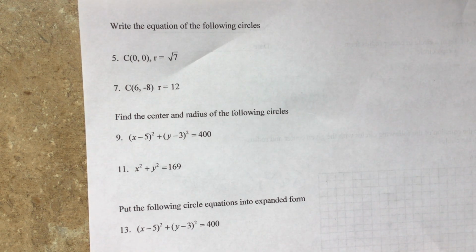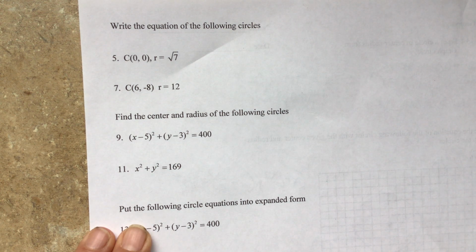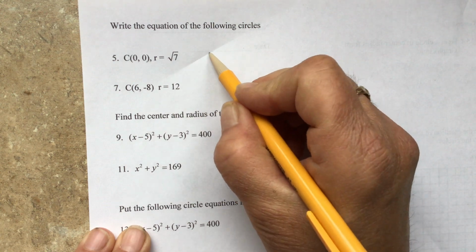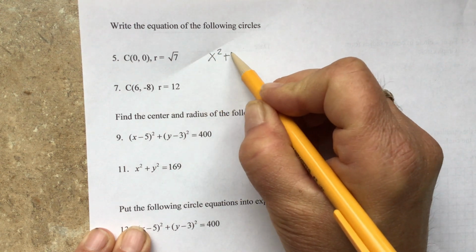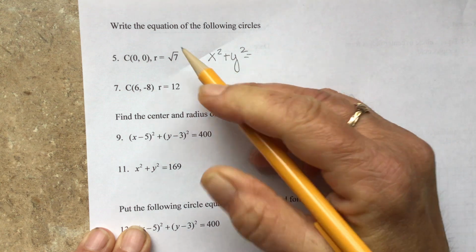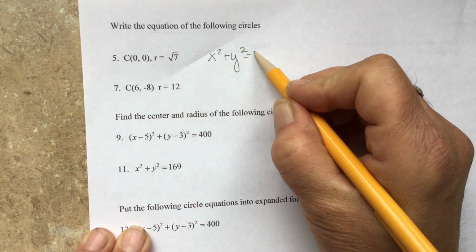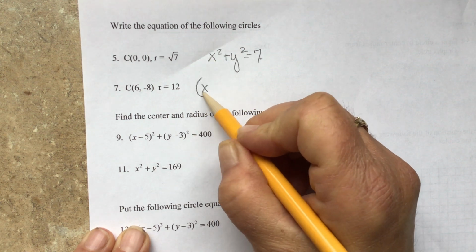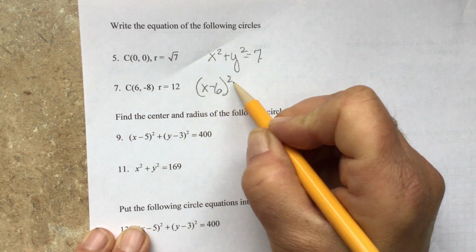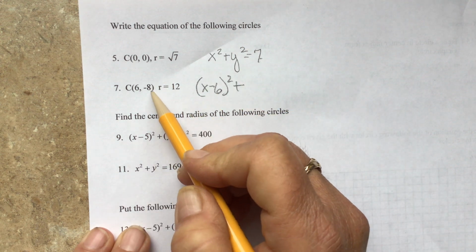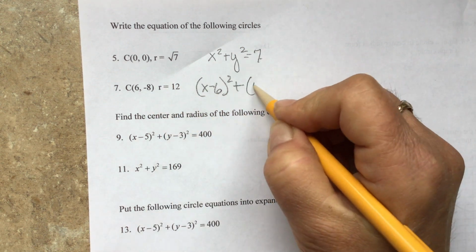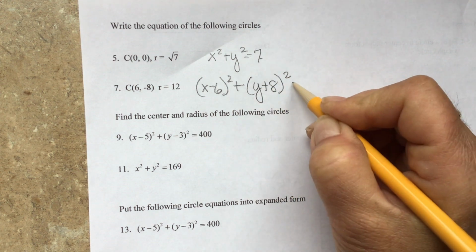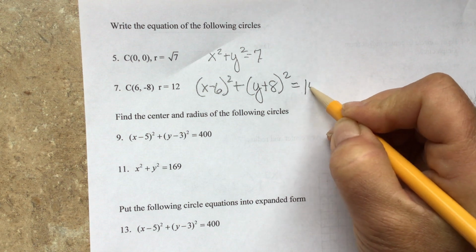All right, write the equation of the following circles. Now, we just talked about this. This is my h, this is my k. It has a center of 0, 0. So it's going to be x squared plus y squared equals radical 7 squared, which is 7. This one is going to be x minus 6 squared plus. Now here, look at this negative. Y minus negative 8 would be y plus 8 squared. The radius squared is going to be 144.